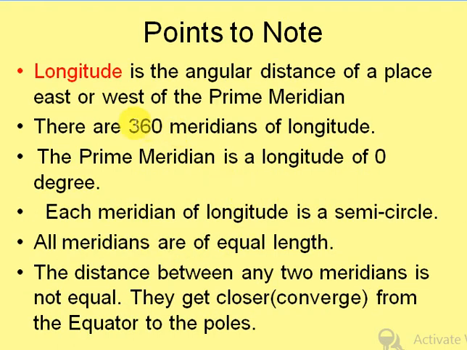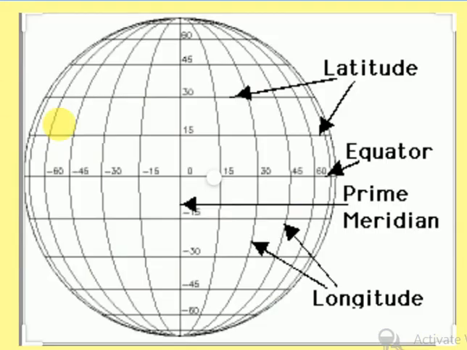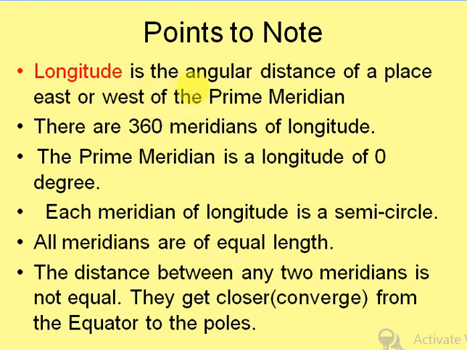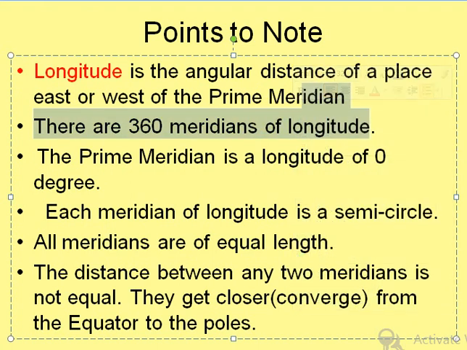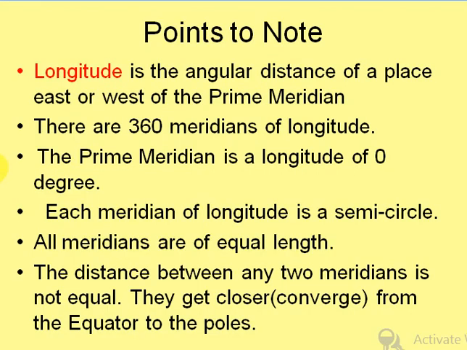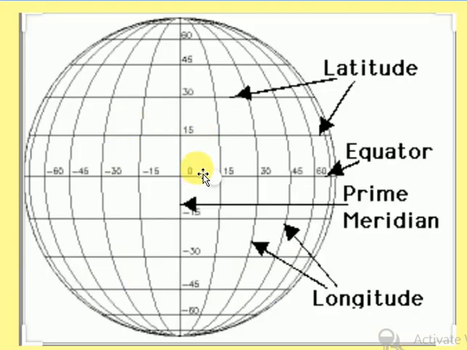Now let us discuss longitude. These are the lines of longitude, the standing lines, to be simpler. These are longitude. So longitude is the angular distance of a place east or west of the prime meridian. So this is east side and this is west side. Then this is your prime meridian.